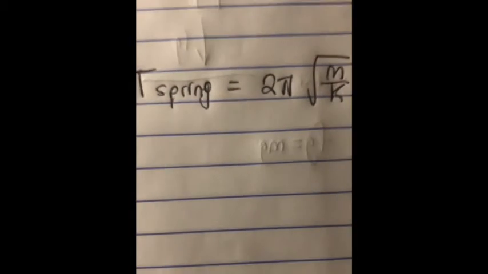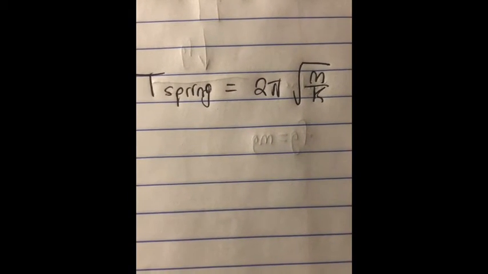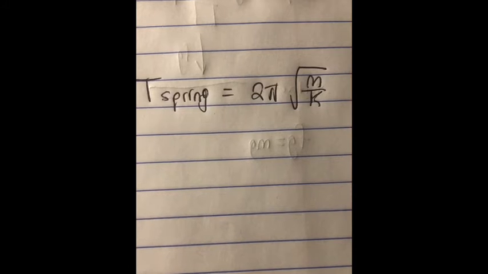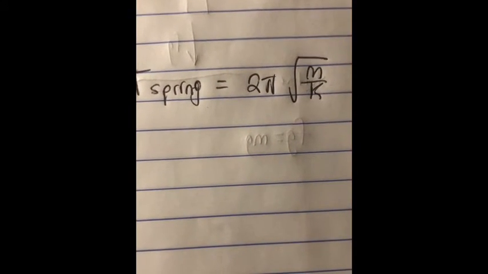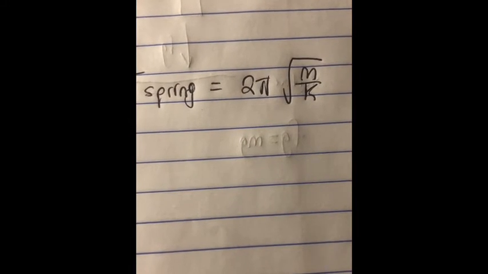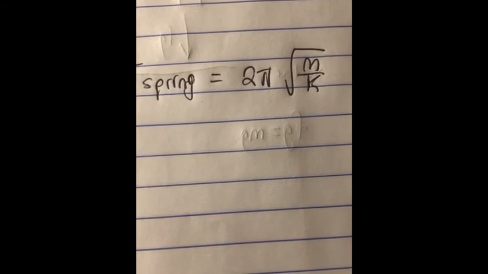So in order to calculate the period of the spring, which is not affected by the amplitude, you'll need to utilize this equation, T equals 2 pi square root of m over k. So the m is the mass, in this case, of the slinky in kilograms, and the k is the spring constant in newtons per meter.